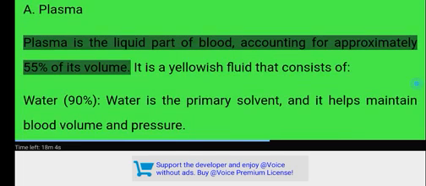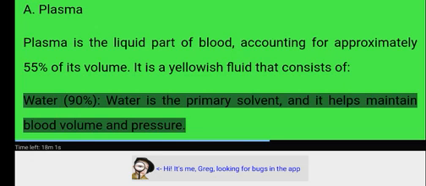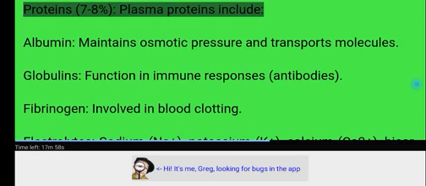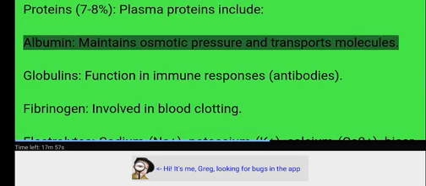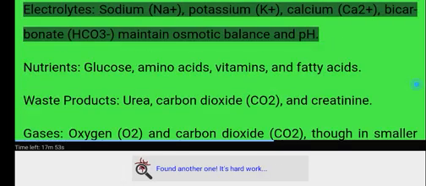A. Plasma. Plasma is a liquid part of blood, accounting for approximately 55% of its volume. It is a yellowish fluid that consists of water, 90%. Water is the primary solvent, and it helps maintain blood volume and pressure. Proteins, 7-8%. Plasma proteins include albumin, which maintains osmotic pressure and transports molecules; globulins, which function in immune responses; antibodies; and fibrinogen, involved in blood clotting.